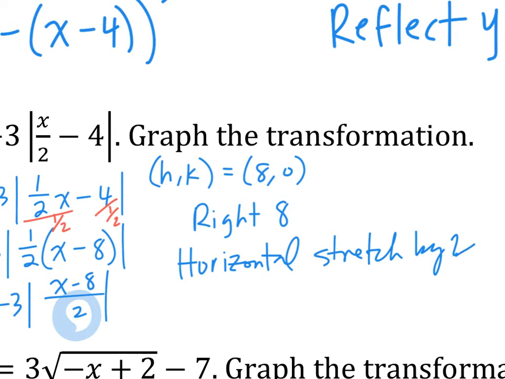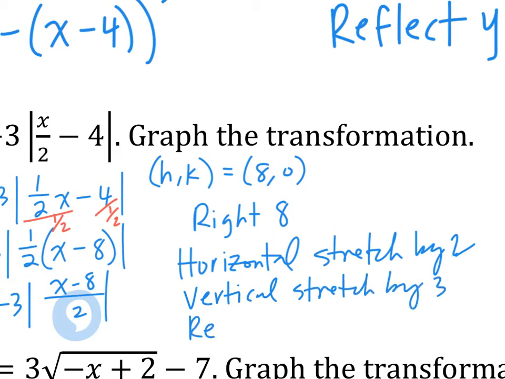Okay, horizontal stretch by 2. And 2 more things. We have a 3 and a negative outside. What do those 2 things do? Yeah, vertical stretch 3. Okay, good. Reflect x-axis.